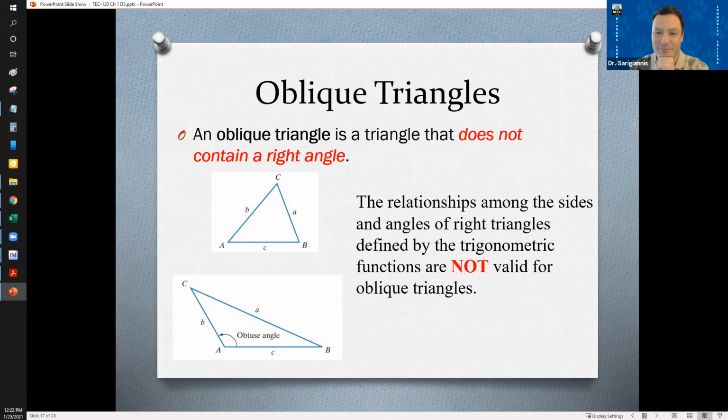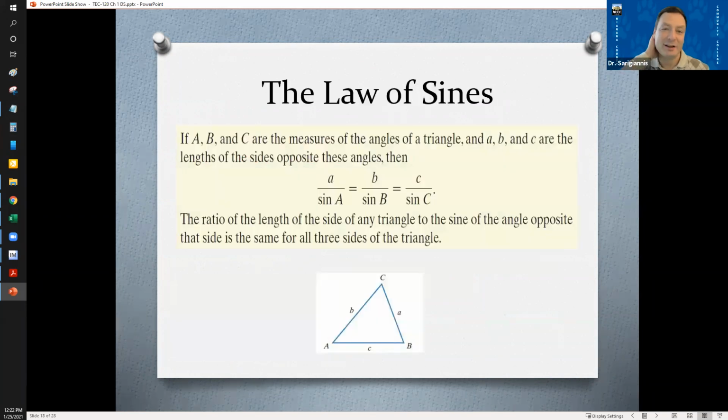Let's see. And there's just 2 examples of oblique triangles. A legitimate mathematician would tell you this is an obtuse triangle because the angle's obtuse, greater than 90. The first rule, or the first law we have, is the law of sines. Basically it tells you that you can set the ratio of the angle and the side opposite to it equal to the ratio of any other angle and its opposite side.